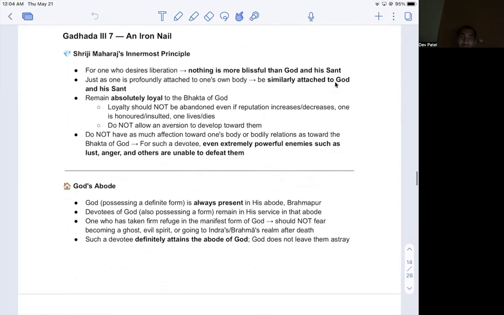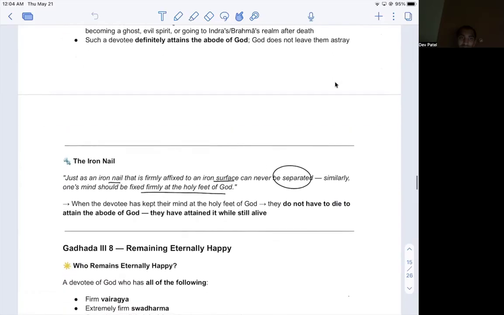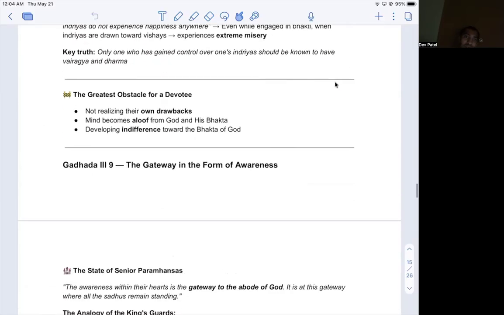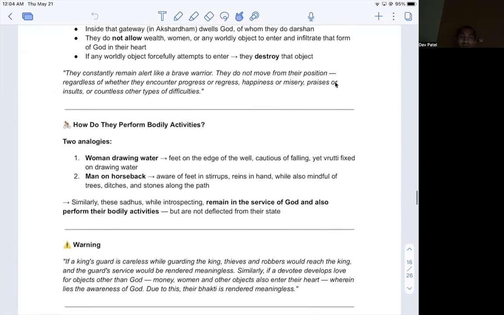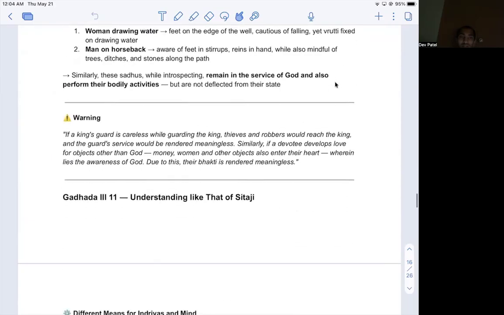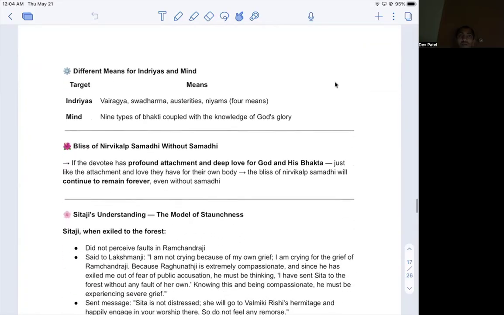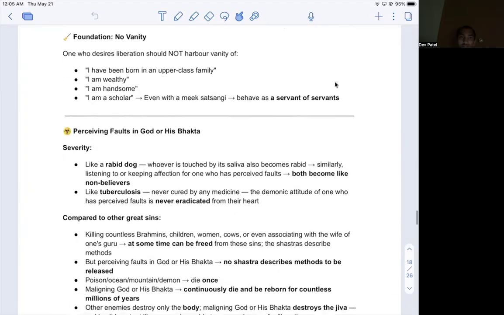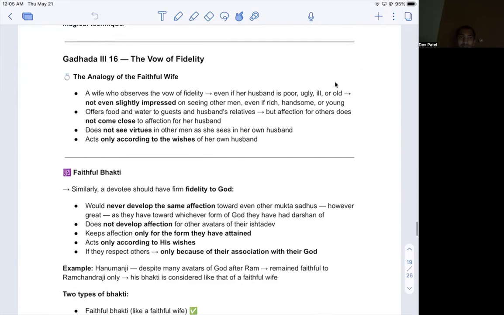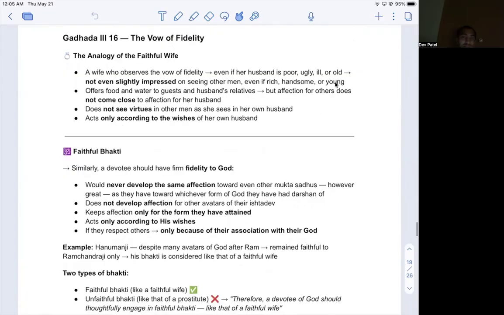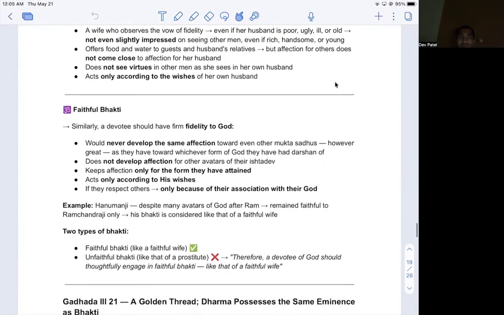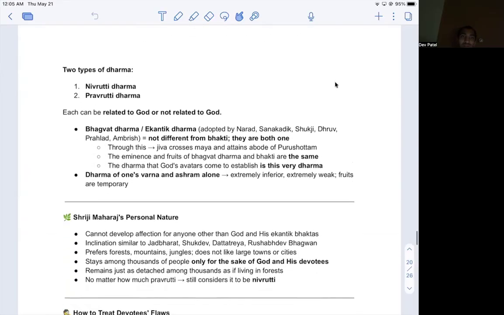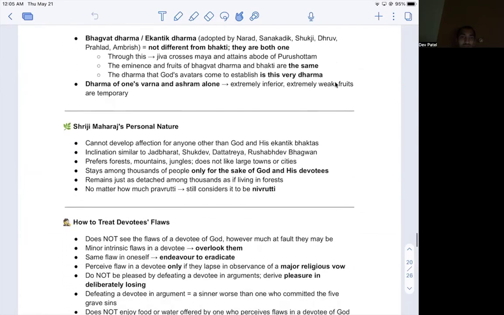Iron nail from the fixed mind, firmly affixed to the feet of God, eternally happy. Vairagya, gateway, form of liberation, analogy, king guards, perform bodily activities, understanding like the Sitachi. Dhira means train the mind. Magical technique 312, about fidelity: not impressed, slightly impressed on seeing other men. Faithful bhakti, only fidelity towards God, not towards anyone else. Golden thread, wax thread, golden thread, same across different seasons, personal nature is the same.